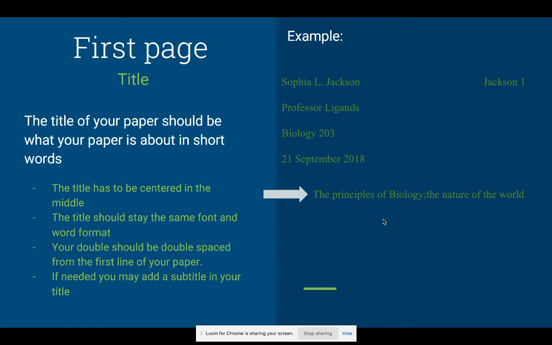First page title. The title of your paper should be what your paper is about in short words. The title has to be centered in the middle. The title should stay the same font and word format. Your title should be double-spaced from the first line of your paper. If needed, you may add a subtitle. This could also be seen on the right side of the slide as an example: the principles of biology is the title, and then the subtitle is the nature of the world.